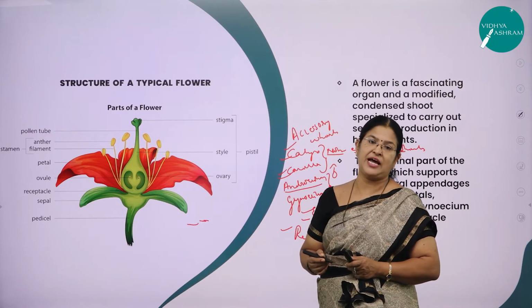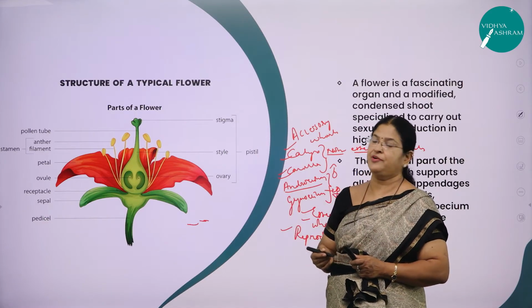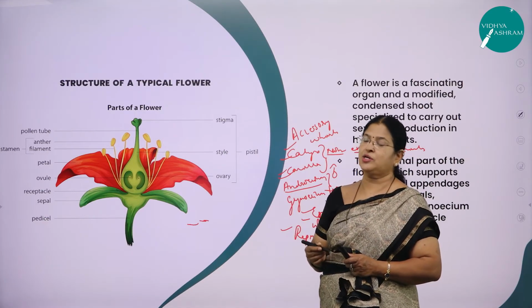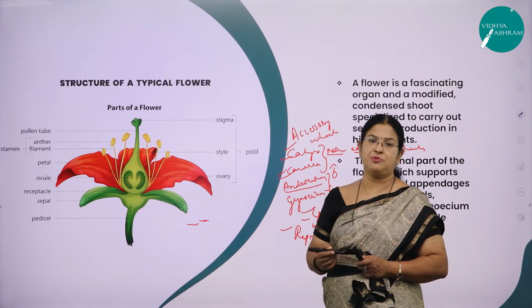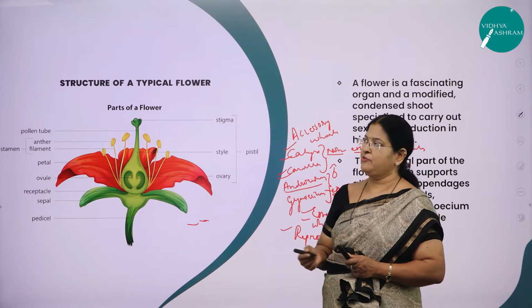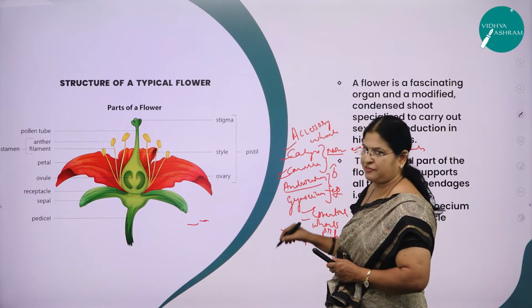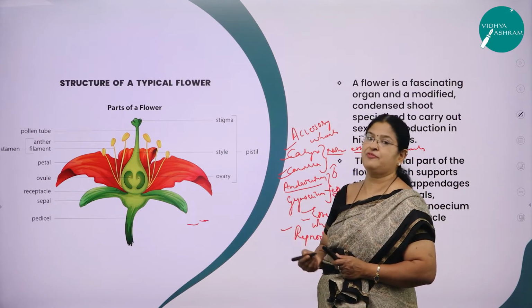What are the units of calyx called? The units of calyx are called sepals. What are the units of corolla called? Petals. What are the units of androecium called? Stamens. What are the units of gynoecium called? Carpels, right? When do you call a flower a complete flower? When all the four whorls are present in a flower, it is called a complete flower. What is a classical example for a complete flower?